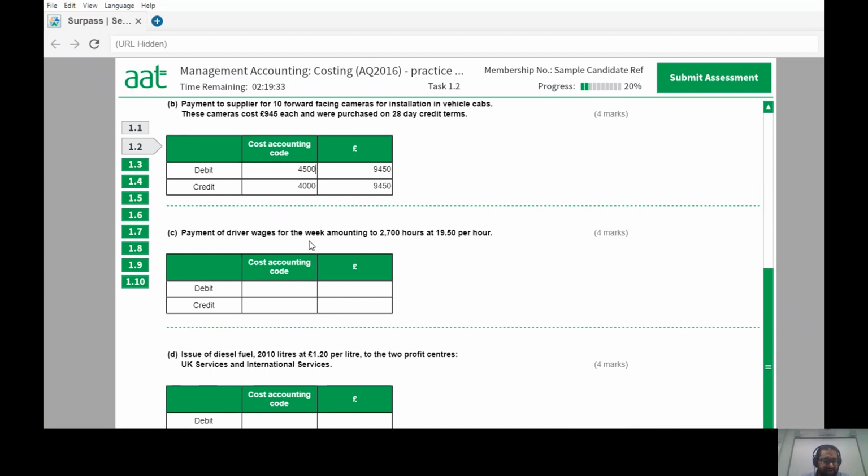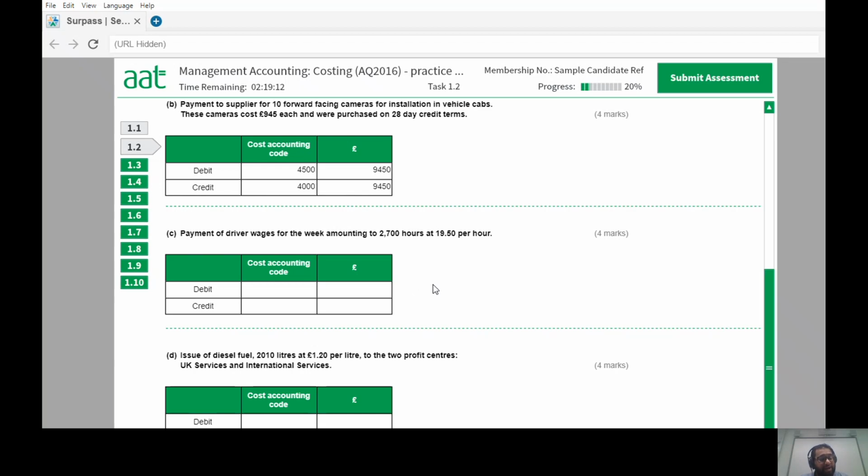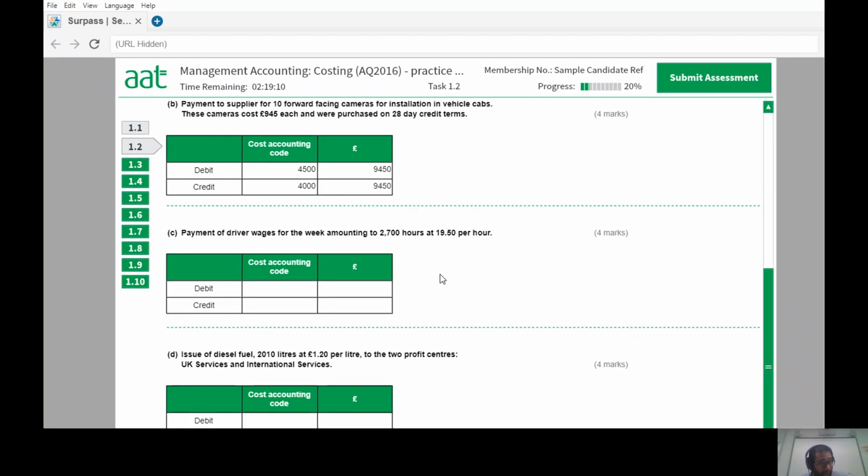Payment of driver wages for the week amounting to 2,700 hours at £19.50. So 2,700 multiplied by £19.50. That amount is going to be 52,650 there, and it has to be going out of which account? It needs to be going out of your bank account, isn't it? So the bank, I'm not even looking it up. I know it was bank, money going out. 52,650.